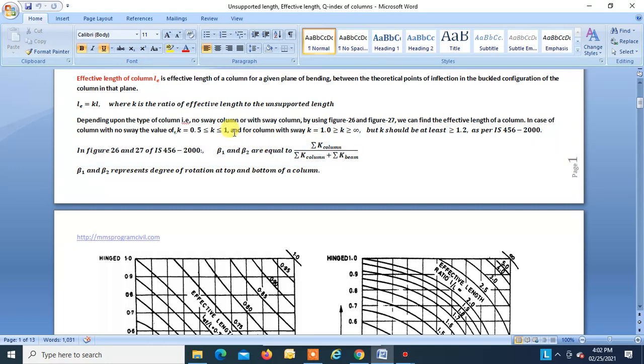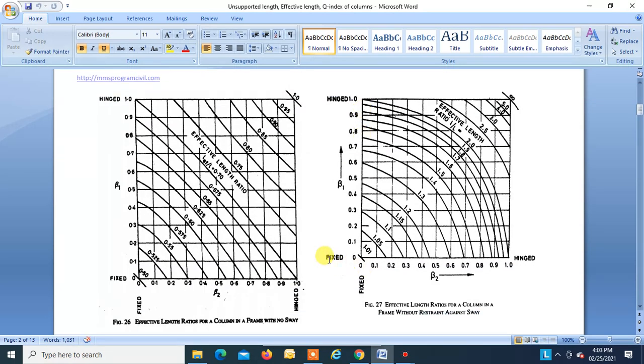So moving further, for column with sway the value of k falls between 1 to infinity. When both the joints are rigidly fixed, the value of k will be 1, and if both the ends of the column are hinged, then the value of k will be infinity, because in case of unbraced column, when both the joints are hinged, it will be an unstable system, and the system will collapse. So that is why the value of k will be infinity.